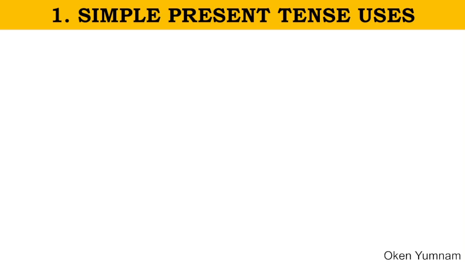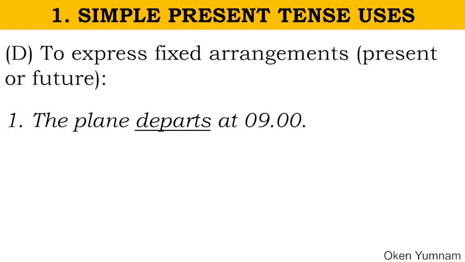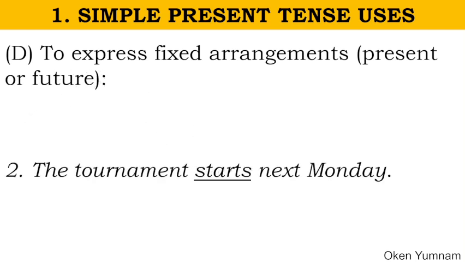So coming to the next use of simple present tense, we use it to express fixed arrangements. It might be at present or in the future. Let's see here, the plane departs at 9. So it's a fixed arrangement that the plane would be departing at 9 o'clock. So we use simple present here. Another one here, the tournament starts next Monday. It is already fixed that next Monday, which is a future time, the tournament would start. So we use the tournament starts in the simple present form.